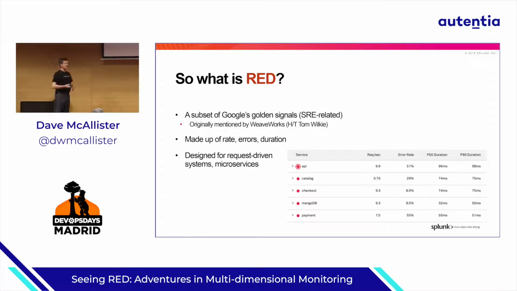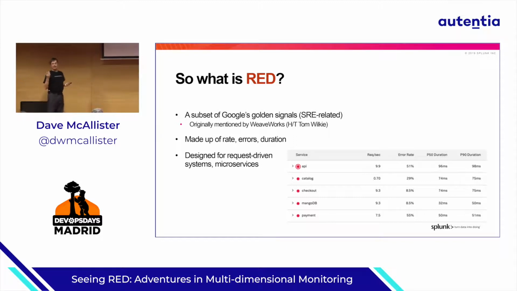So what is RED? RED is a subset of what was called the Google Golden Signals. Golden Signals was their SRE approach, in the Google SRE handbook. Tom Wilkie, who was at that point in time with Weaveworks, came up with a subset that was designed for a microservices environment, which he called RED. While it was very microservices focused, it turns out that it actually works for anything that's request driven. So if you've got e-commerce, if you've got a unique identifier that goes from point A to point Z in between, RED actually works really well.